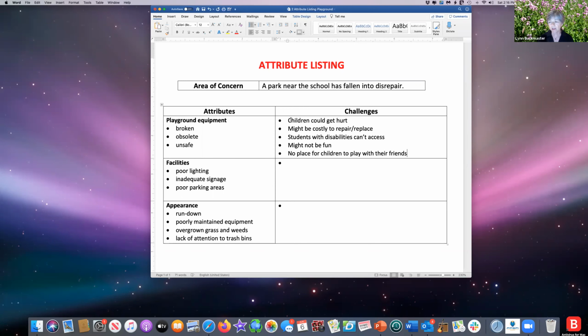Okay, we could go on and on and on, and your goal would be to see how many of these you could generate. Let's focus next on the facilities that have the poor lighting, the inadequate signage, and the poor parking areas. What challenges can you think of for the facilities?